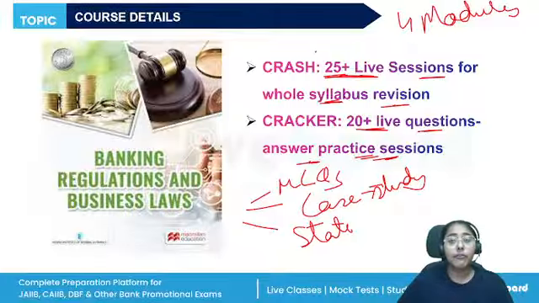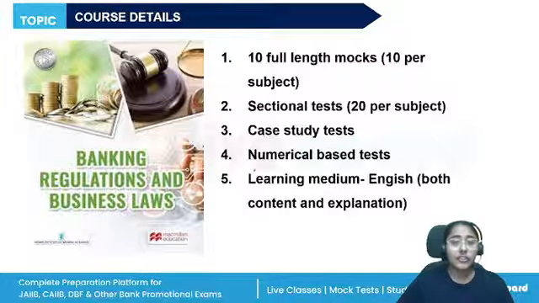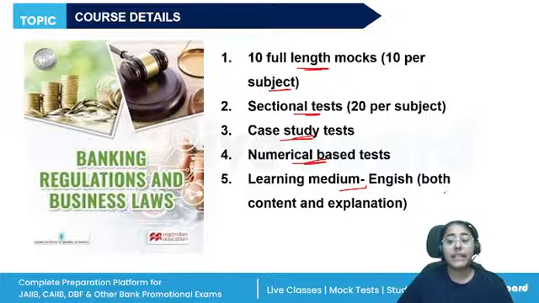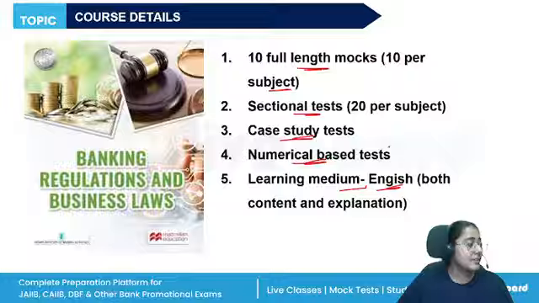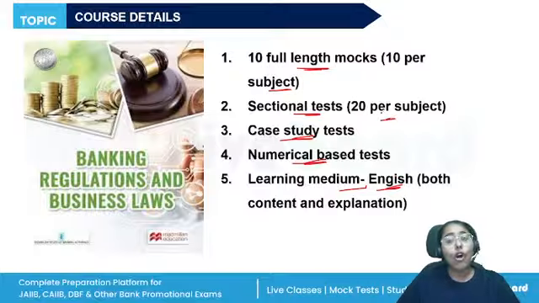Apart from these live classes, you also get access to the mock tests. You'll get 10 full length mock tests for each subject. You'll get sectional tests, case study tests, and numerical based tests. The learning medium for this particular batch where I will be taking the BRBL paper will be English medium, both content and explanation. Hindi medium is also available. Bilingual medium is also available that you can avail. So you have access to these mock tests for all the papers.